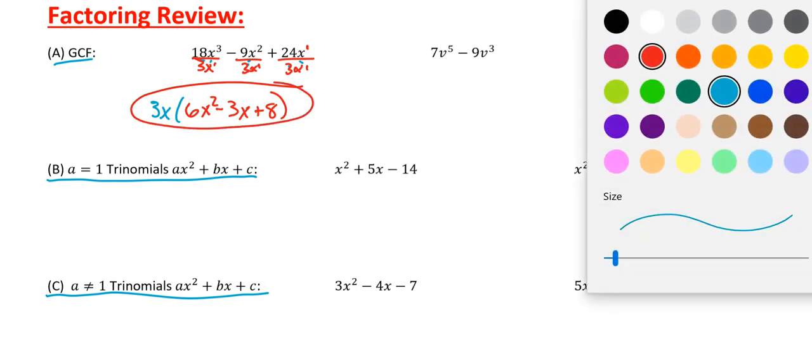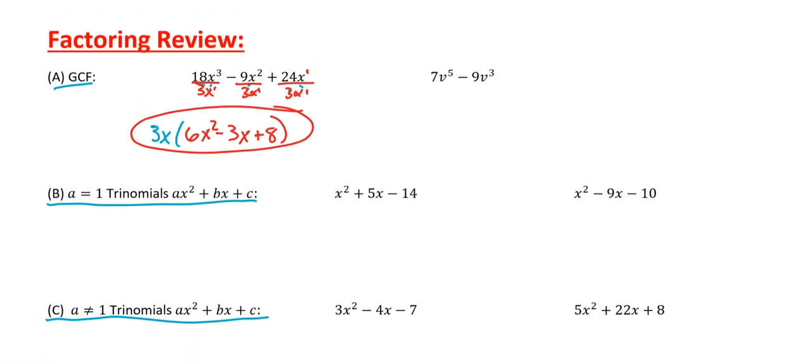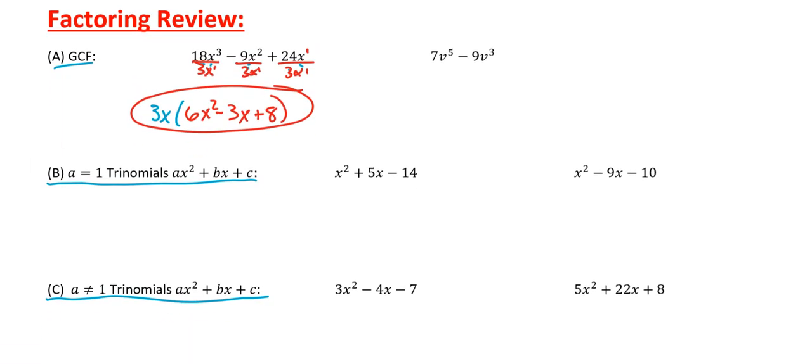For the second one here, with this 7v to the 5th and 9v to the 3rd, if we focus on the numbers, there's nothing that can come out of 9 and 7. 7 is prime, and 9 can't get 7 or 1. So we focus only on the variable, so we take out a v.